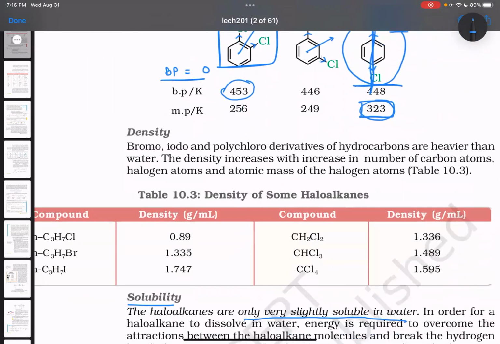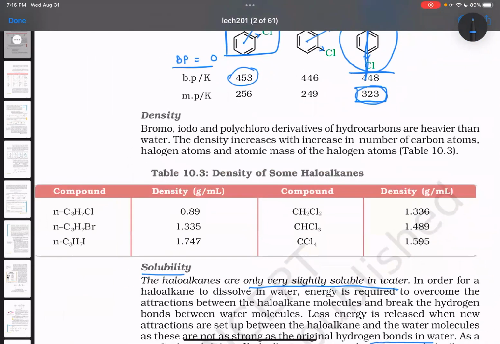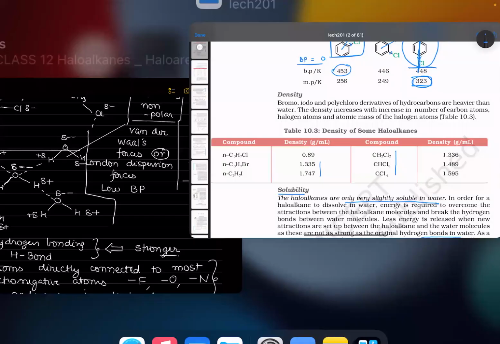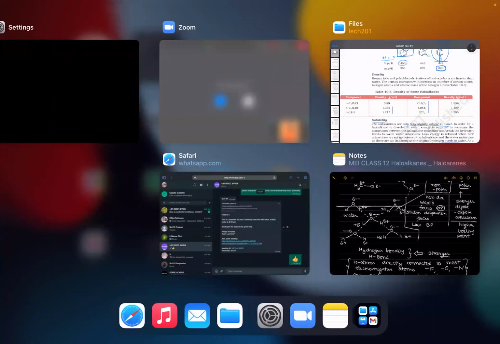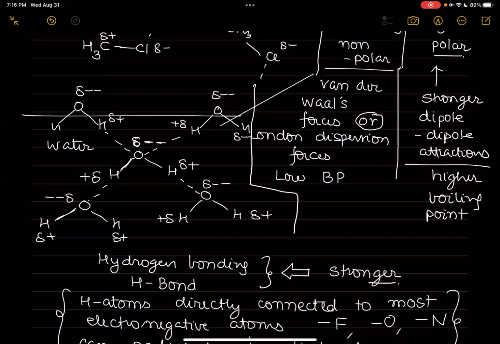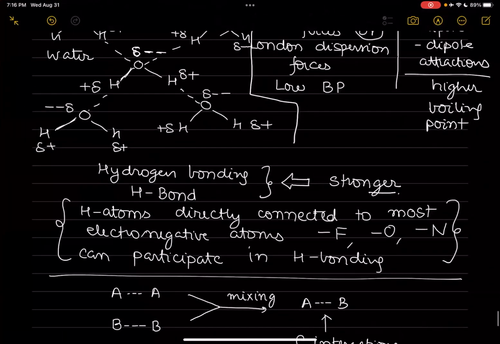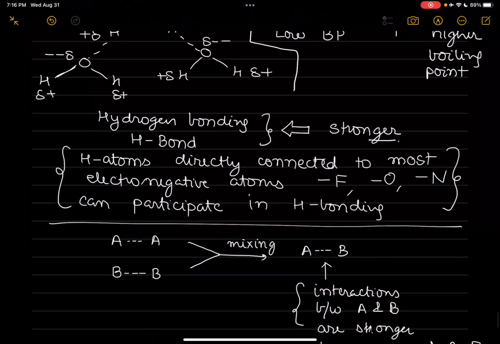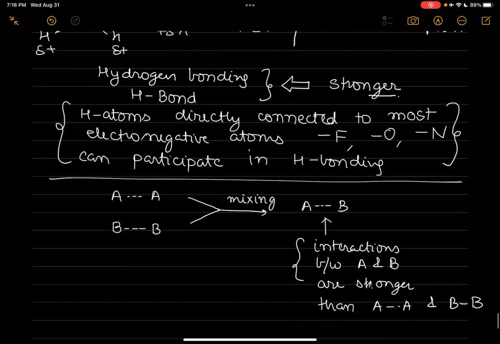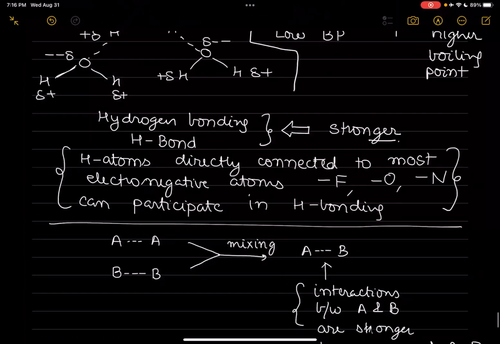The other thing is density. These are some basic points you need to remember. These are very heavy. As you have more halogens attached, like bromine or iodine, these are very heavy molecules, so they are more dense. So if you have water, these molecules will be below and the water will be up, because they are insoluble in water. The reason I already told you why they are insoluble in water.